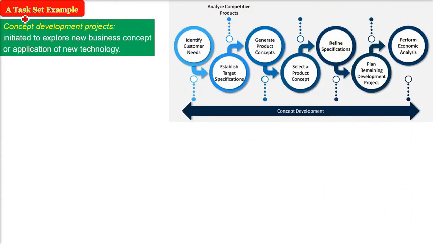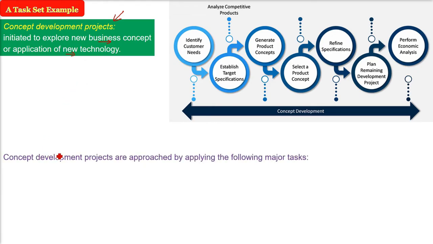A task set example. So let us take the project. There are different 5 types of projects. So concept development projects. As we know, they are initiated to explore the new business concept or application of new technology. So for this concept development project, let us see how we can make the task set. These concept development projects are approached by certain major tasks, defining them. That is how to find out the major task first. Major task means the work. That is, they have a prescribed visible output.